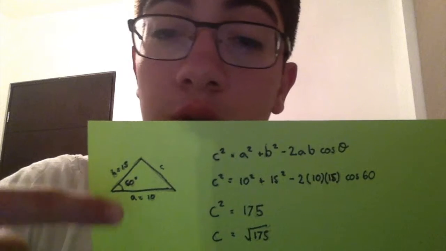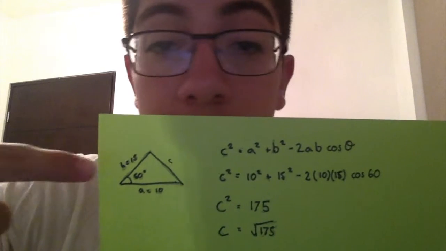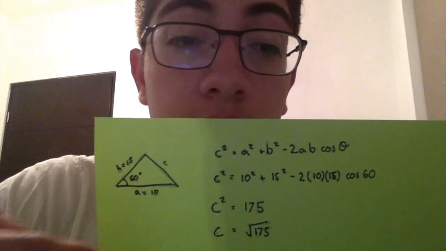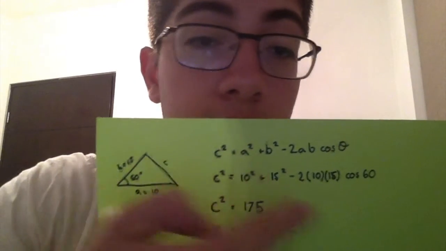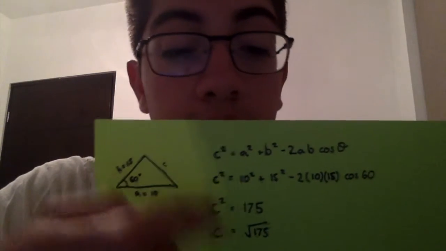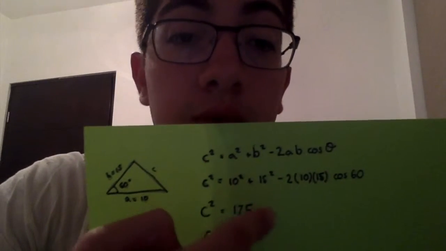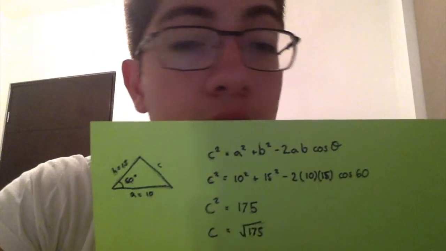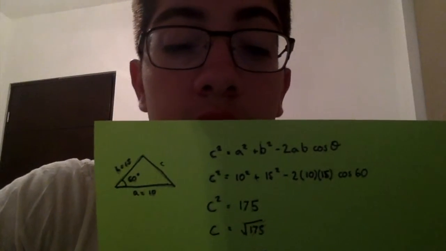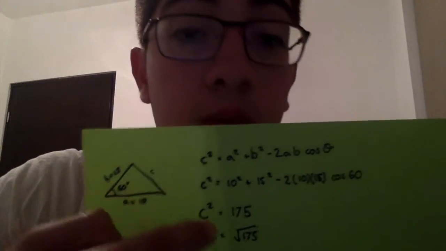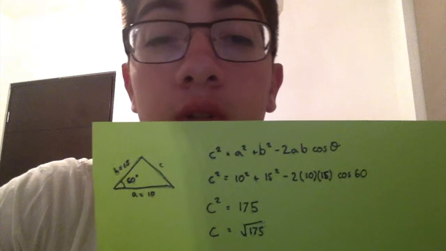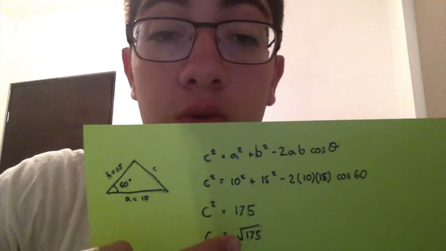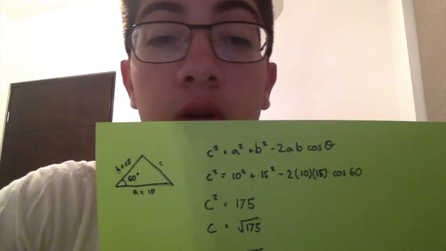So here, like this one, you have side A that equals 10 and side B that is 15, and the angle is 60 degrees. So when you have this information, you change the A, the B, and the angle, so you will have C squared equals 10 squared plus 15 squared minus 2 times 10 times 15 cosine of 60. That equals C squared equals 175, and because you are searching for C, not C squared, you need to do the square root. So at the end you will have C equals 5 square root of 7.